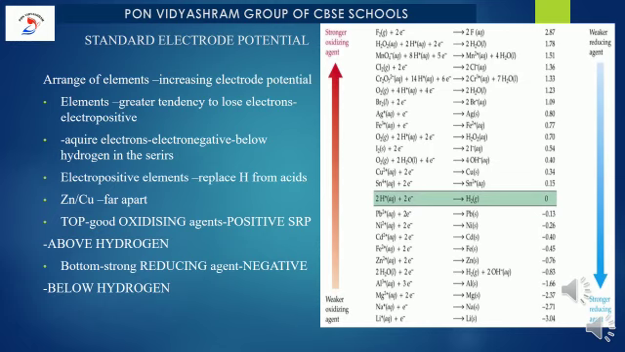Okay, example, fluorine. The fluorine electrode with the standard reduction potential value of plus 2.87 volt is a strong oxidizing agent. And lithium, at the very bottom, with the value of minus 3.05 volt is a strong reducing agent. I hope you can understand.